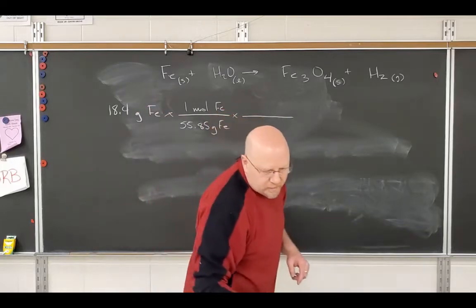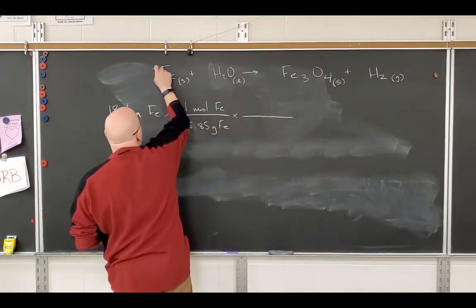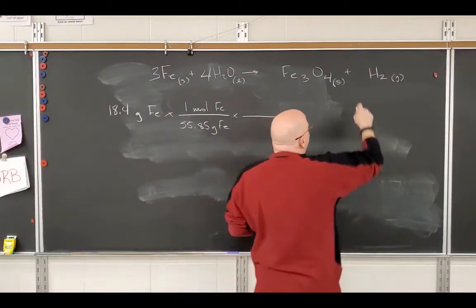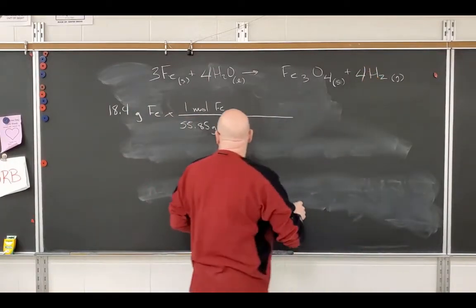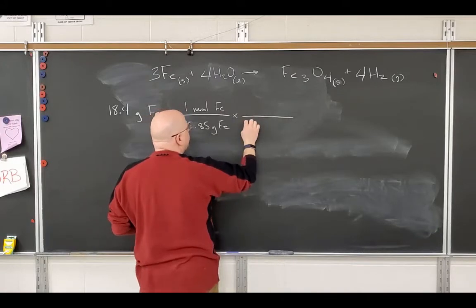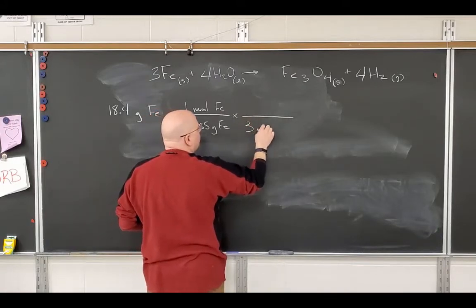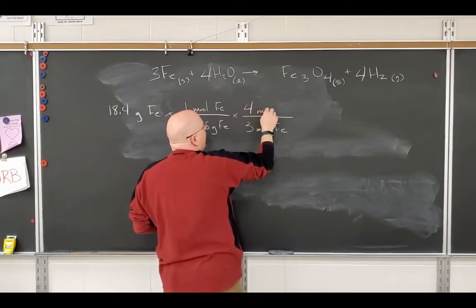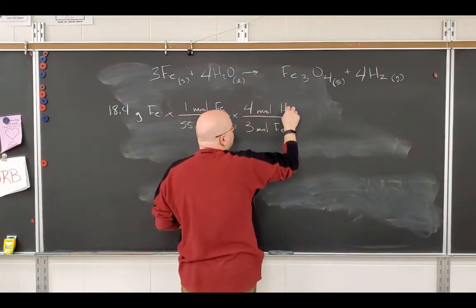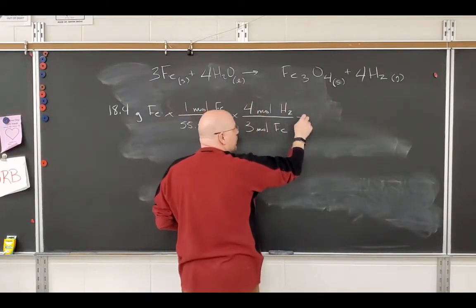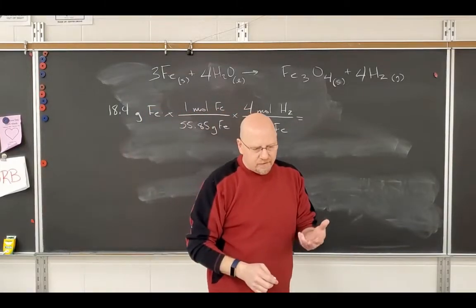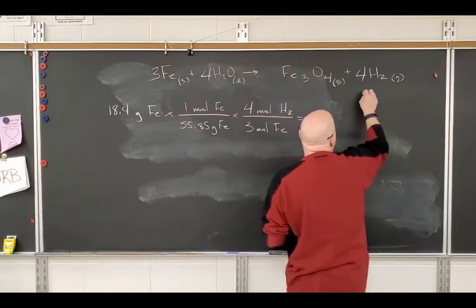Oh, I forgot to balance the equation. 3, 4, 1. Okay, so trying to get to the hydrogen, 3 moles of iron from the balanced equation are going to equal 4 moles of our hydrogen gas. And we're going to stop here because we want to know how many milliliters of hydrogen gas. Now, it said at STP.